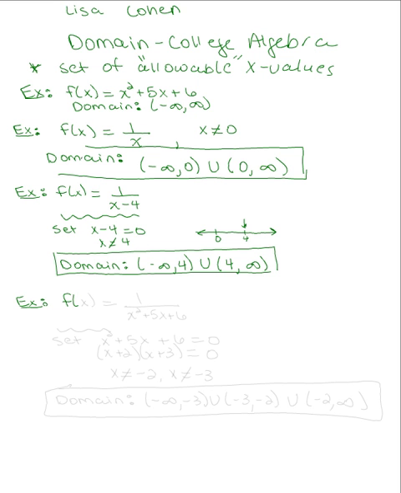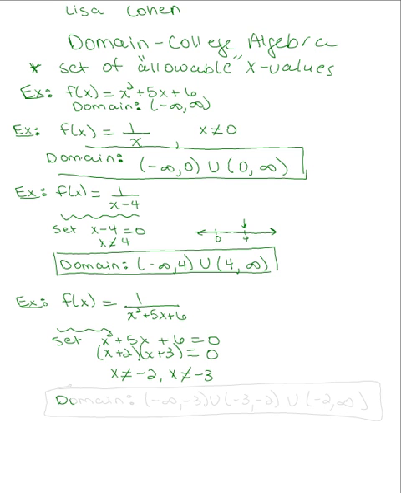f of x equals 1 over x squared plus 5x plus 6. What we're going to do is set x squared plus 5x plus 6 equal to 0, and solve for those values. And we want two numbers with a product of 6 and a sum of 5. Those answers are 2 and 3. If we set each factor to 0, we get x equals negative 2, x equals negative 3. Those would solve that equation, and those are the values that x can't be.